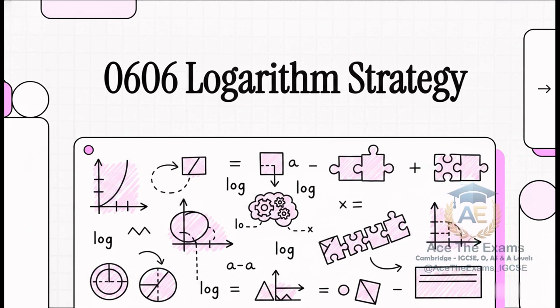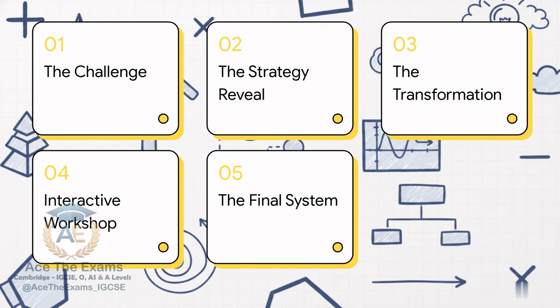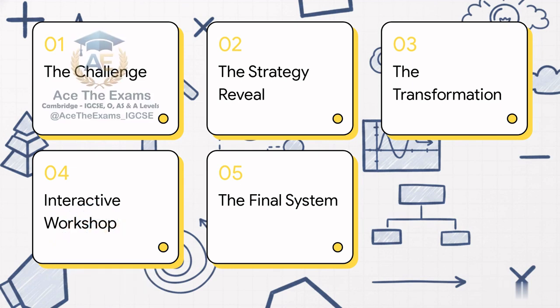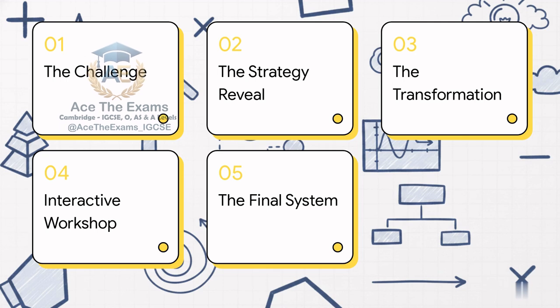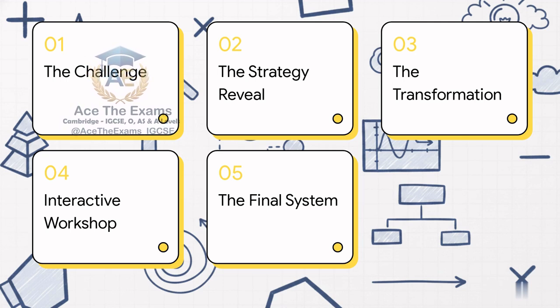We're going to completely program your brain for efficiency. We are going to give you the exact step-by-step methodology you need to master this topic and secure every single mark available. Okay, let's dive right into this. Here is our structural roadmap for today's explainer. We'll start with the challenge, move straight into the strategy reveal, cover the transformation, jump into an interactive workshop, and finish up with the final system.